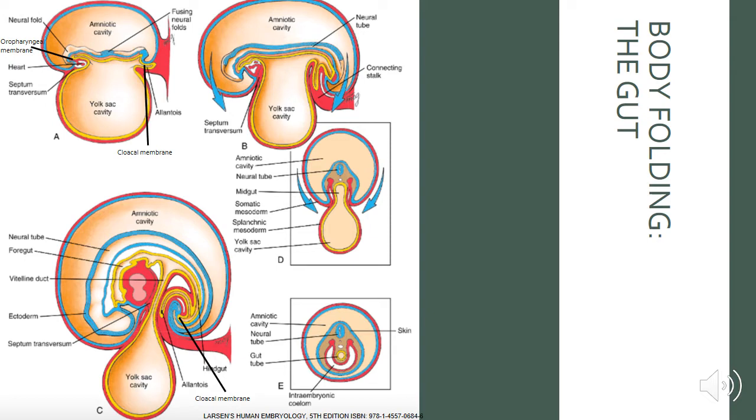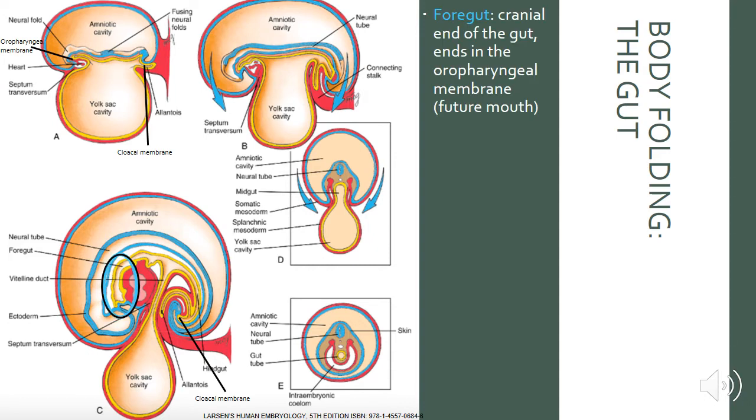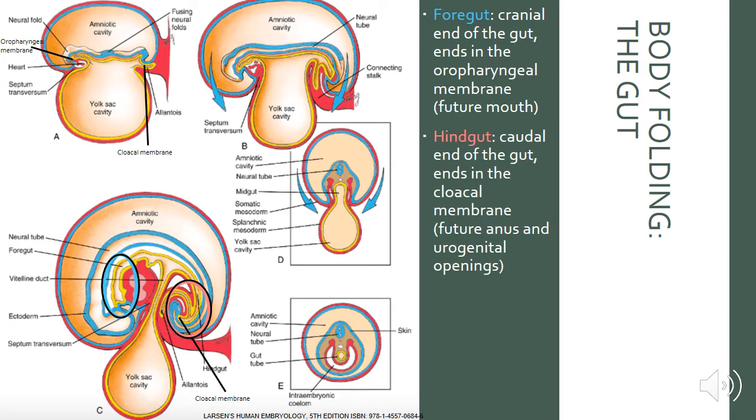Now, as part of this folding process, we do see development of the fetal gut. Again, very early stages. The basic anatomy of the gut at this stage includes the foregut, which is the head end and includes that oropharyngeal membrane, which will be the mouth. We also have the hindgut, which is the caudal end, again containing the cloacal membrane, which produces the anal and urogenital openings.